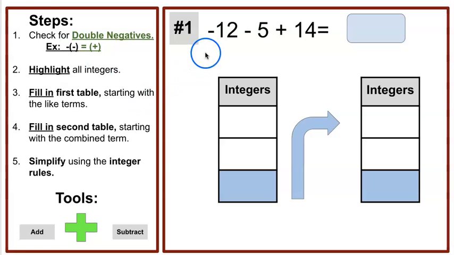So in this level we have three terms, three integers. So don't be too worried because I got your back. We're going to have these organizers, these tables to help us. Let's start with step number one.